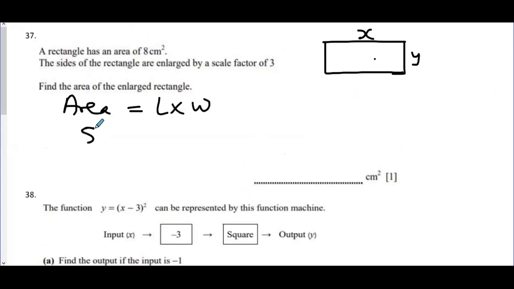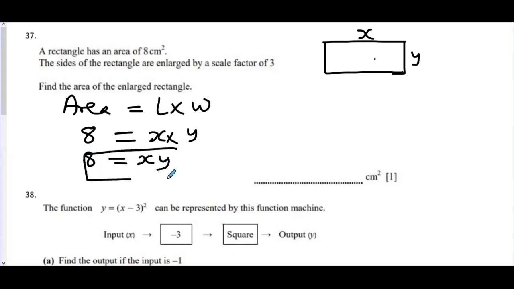Now area is 8, but the length is x and the width is y. So 8 equals length times width, which is xy. Okay, so you have this equation, which is 8 equals x times y, which is xy. Try to put this equation in a box. Very important. Now the sides of the rectangle are enlarged by a scale factor of 3.